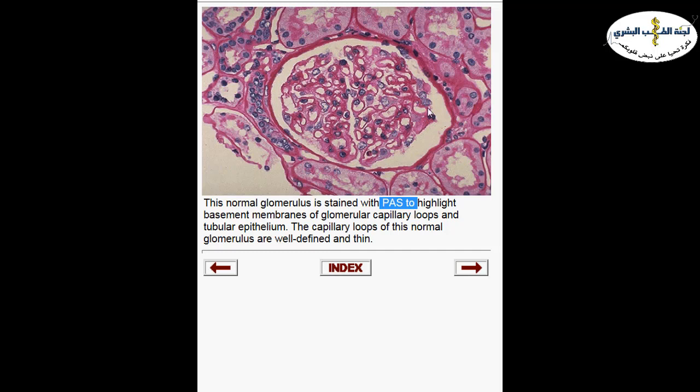Another special stain that's better than the PAS is the silver stain. With the silver stain, the basement membrane will be black in color, okay, not red. The same thing, but it will give us a black discoloration of the basement membrane.